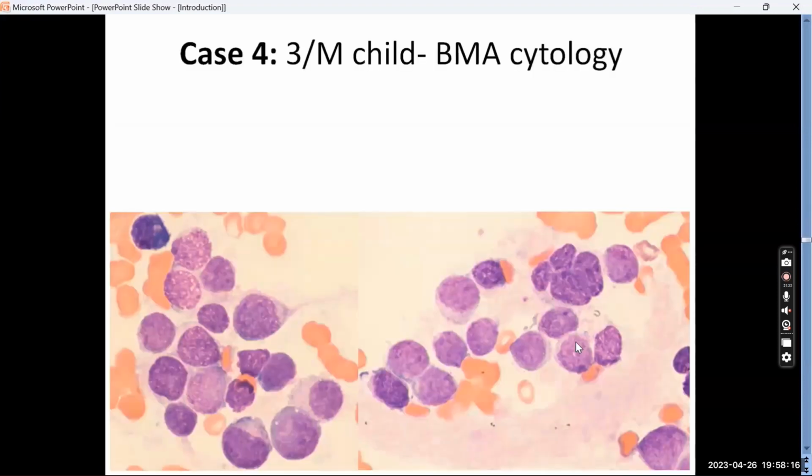Now, this is again a 3-year-old male child, and this was a BMA cytology. We had a case that was referred to us saying acute leukemia from another center. We got this particular marrow and we did phenotyping. Okay, anyone wants to go ahead with morphology? Come on. Chromatin is kind of sieve-like chromatin, sir. Perfect. Otherwise, I don't feel it.